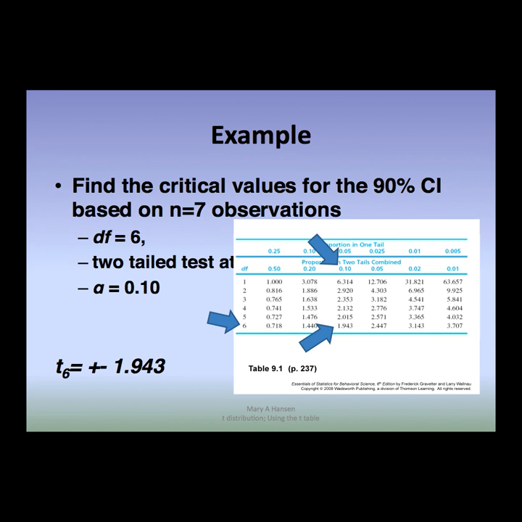To find the critical value for a 90% confidence interval based on n equals 7 observations, the degrees of freedom are 6, so we will look in the row 6 of the table. We are looking for a two-tailed test at alpha equals 0.10. If we have a 90% confidence interval, the alpha is the proportion of data that is left over, 100 minus 90% or 10%, or alpha equals 0.1. If we look at the two-tailed column for 0.1 for the intersection with degrees of freedom 6, we see that the critical values are plus and minus 1.943.